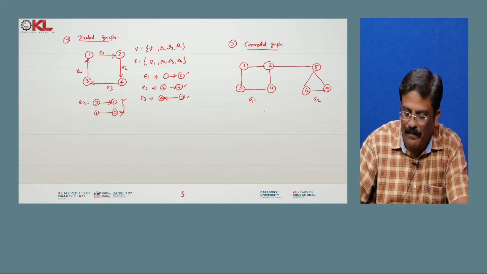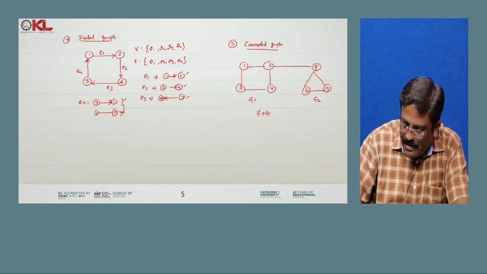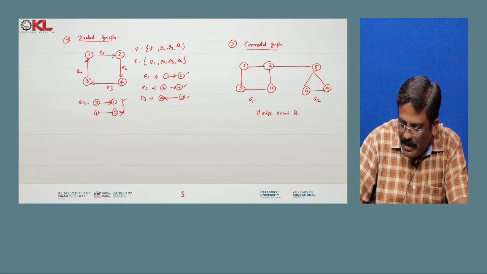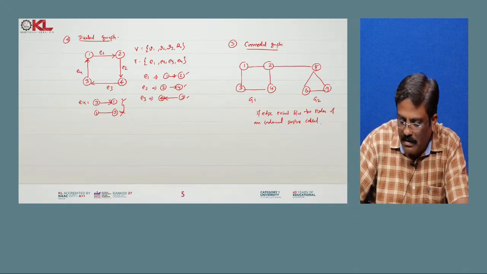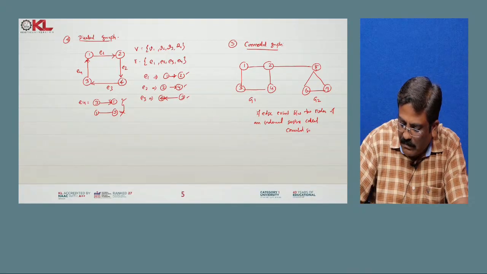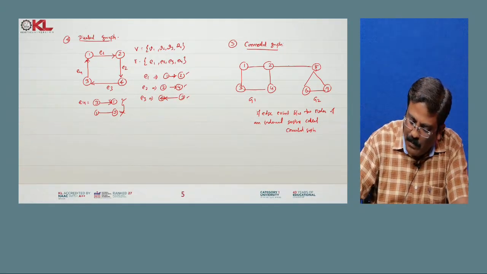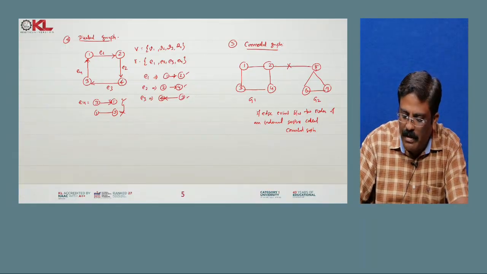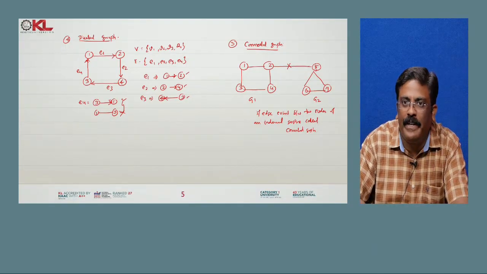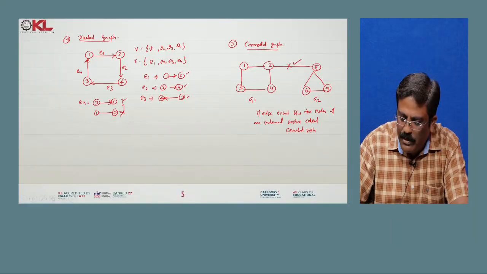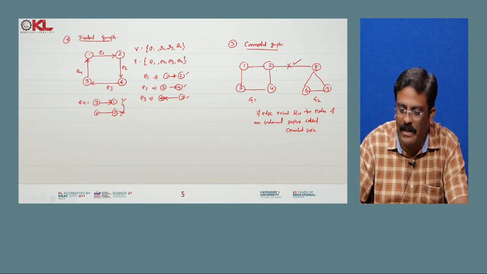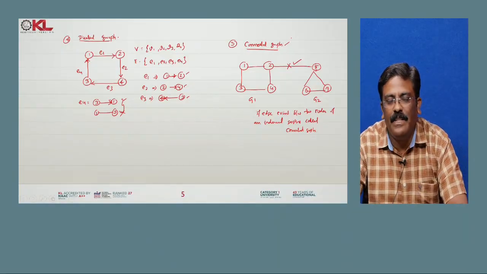A connected graph. It means if edges exist between two nodes of individual graphs, it is called a connected graph. If I remove this particular edge, then this becomes two separate graphs. If this edge exists, then it is not two different graphs. Instead we can call it a single graph, a connected graph. That is the meaning.